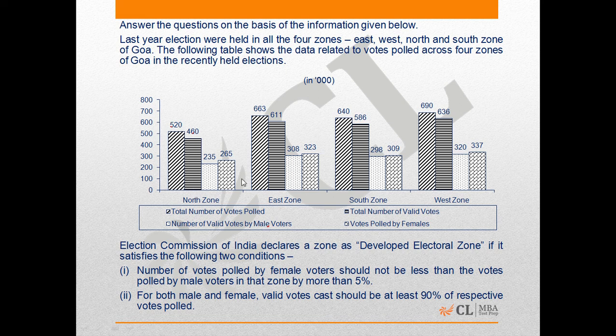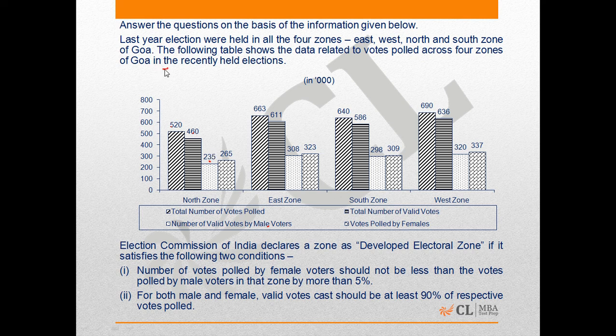Number of valid votes by male voters is given as 235. So a total of 520 votes were polled, out of which 460 were valid. Out of this 460, 235 are valid by male. So obviously the remaining 225 are going to be the valid votes by female.